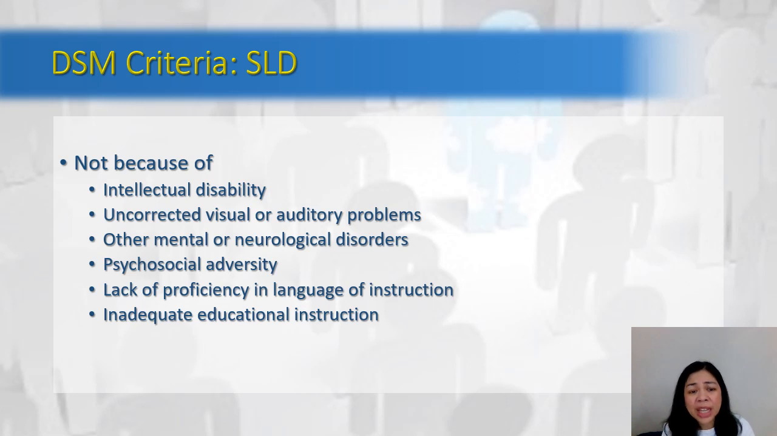It should not be because of mental or neurological disorders, or psychosocial adversity, such as poverty and lack of proper education. It shouldn't be due to lack of proficiency in the language. So if your first language is a foreign language, for example, and you're trying to read English, but you grew up reading, let's say, a Korean language or a Japanese language, then it's quite understandable if you cannot read the English words. And it shouldn't be due to inadequate educational instruction.